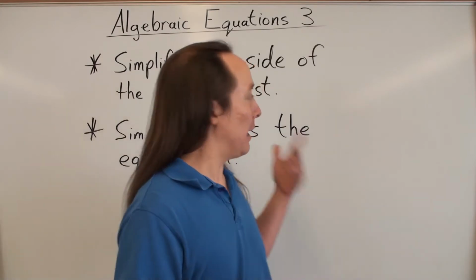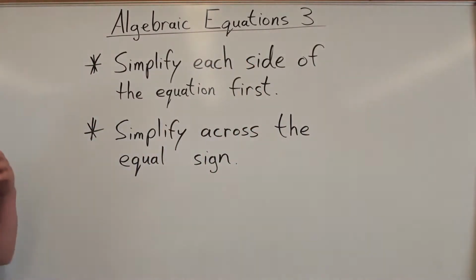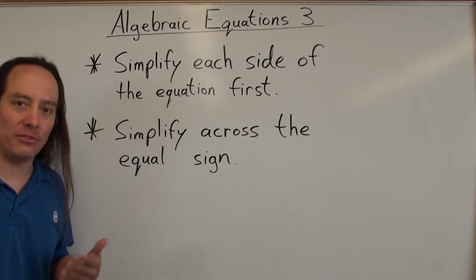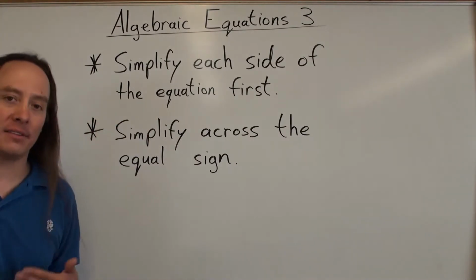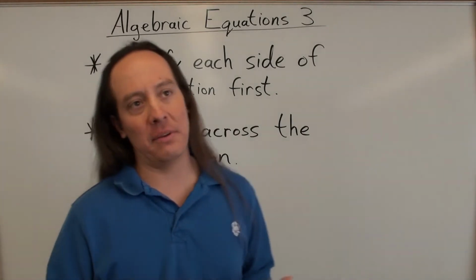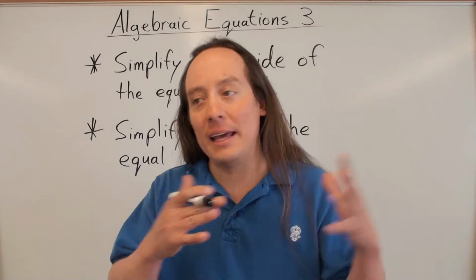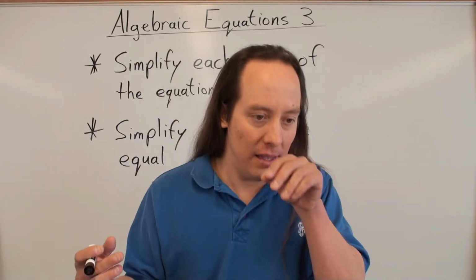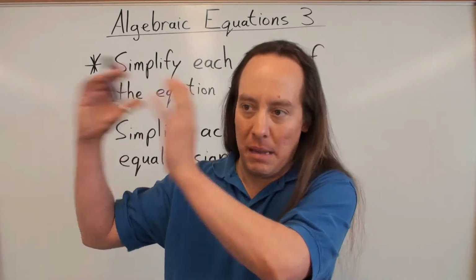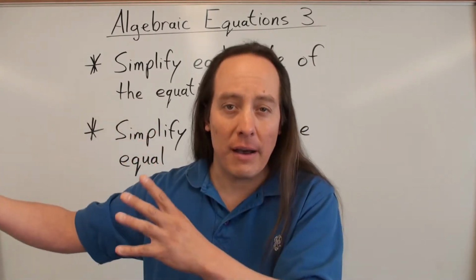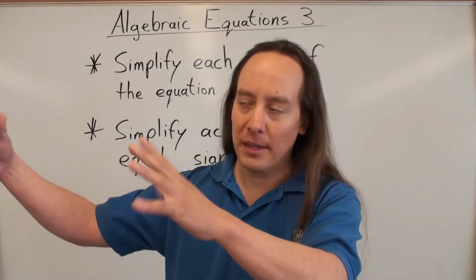I guess we could just start with this right away. So what we want to do is simplify each side of the equation first, and then we'll simplify across the equal sign. When we say simplify, what does that mean? I'm going to look at either side, the left or the right. Say I take the left side and I have 1, 2, 3, 4, maybe 5 terms. It could be, you never know.